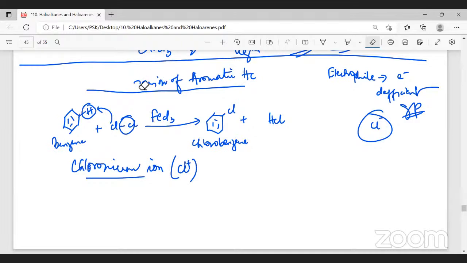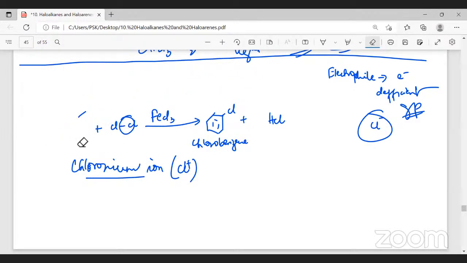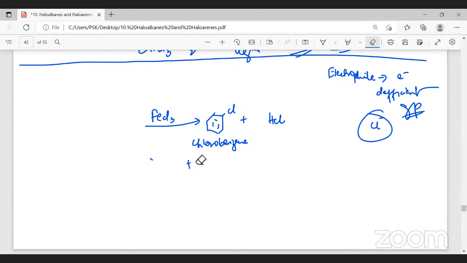The second method of preparing haloarenes is from diazonium salts.